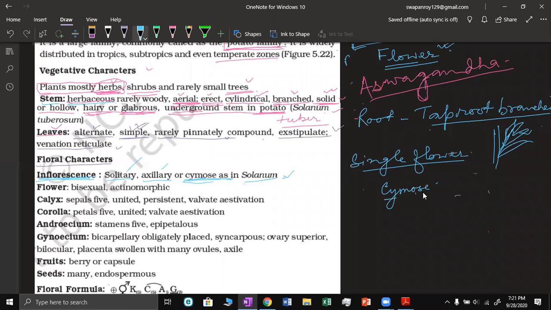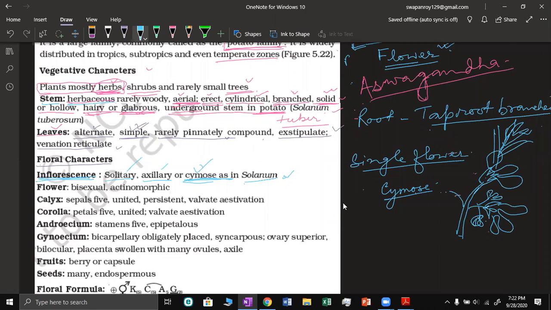In cymose inflorescence, what happens? The growth of the main axis ends with a single flower, and then it gives rise to branches on the lateral side, and these again may give rise to more on the lateral side. Okay, so this has cymose inflorescence. So remember, not racemose.